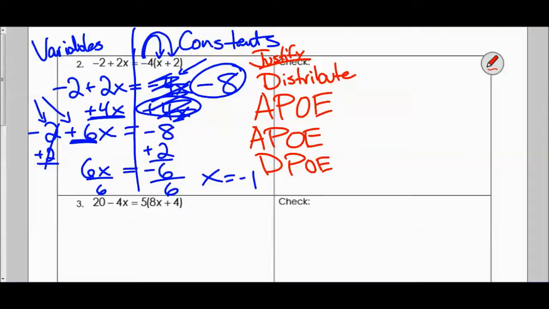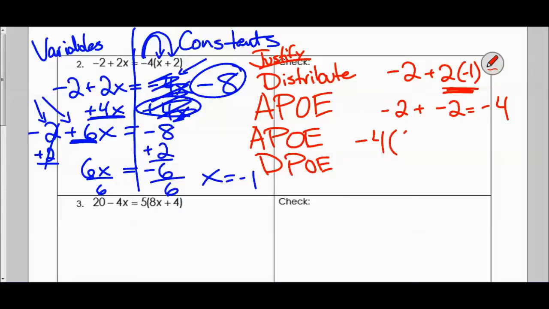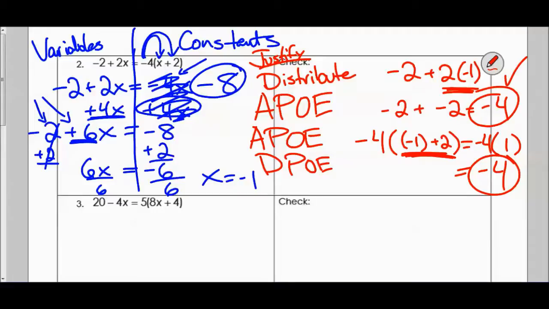We're going to check this again. We have negative 2 plus 2 times negative 1, that's negative 2. And we're adding negative 2 plus negative 2, that's negative 4. Same thing on the other side, we have negative 4 times negative 1 plus 2. We're going to work inside the parentheses first. Remember, we're following PEMDAS. That's parentheses first, that's negative 4 times a positive 1, which happens to still be negative 4. So we did that right.